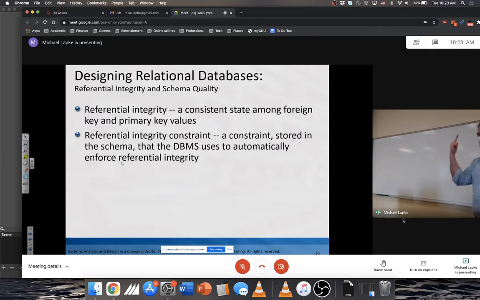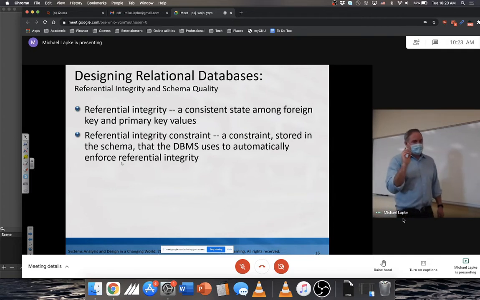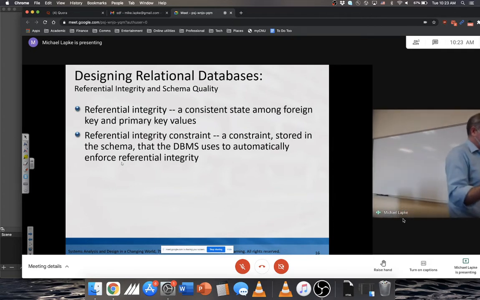Oracle, SQL Server, MySQL, DB2, they all maintain referential integrity. And if you try to enter in, say for example, a sale for a customer and you put the wrong customer number in, a DBMS will just tell you, nope, no customer like that exists.